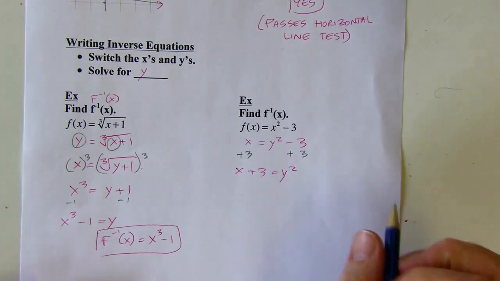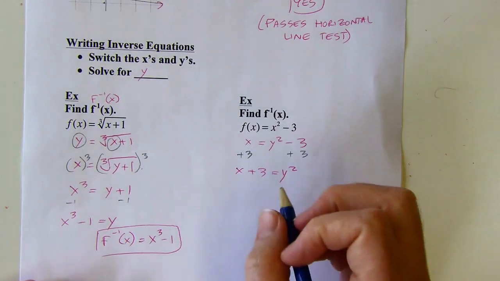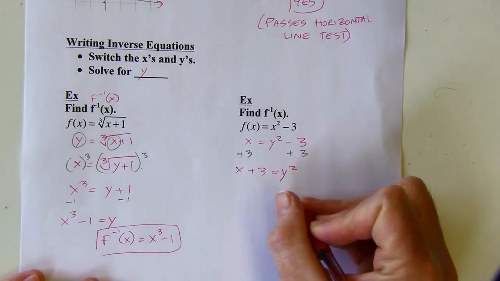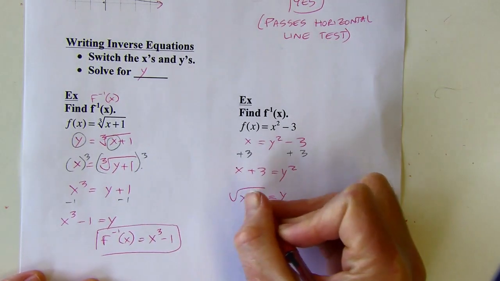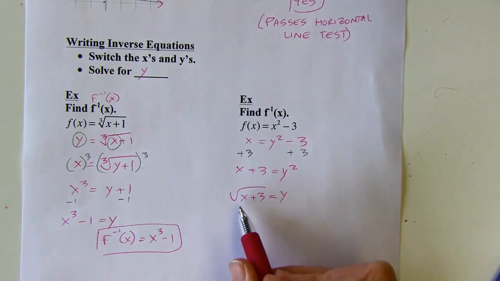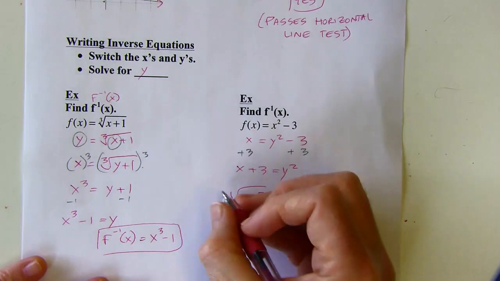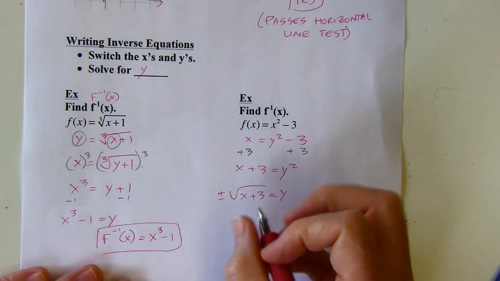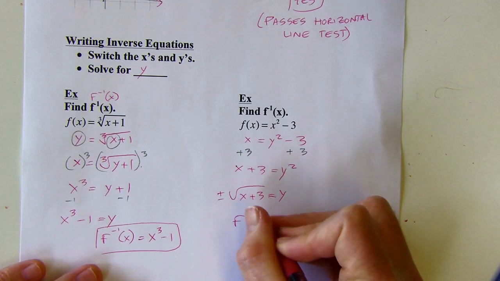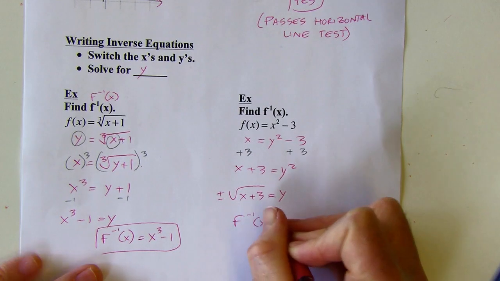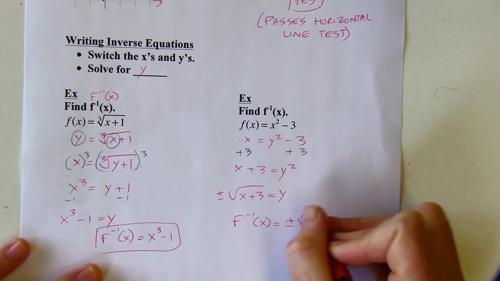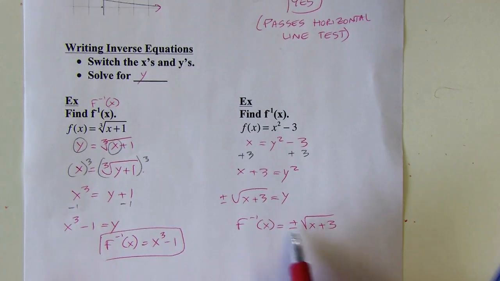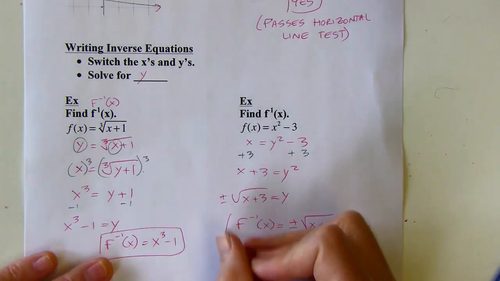Now I'm taking the square root of both sides of an equation here, so you want to be careful. It's not just this, because then you're only taking the positive root. When you take the square root of both sides of an equation, you've got the positive and the negative, okay? And then I'm going to put this back in function notation. Okay, so the most common wrong answer on a test would just be forgetting the plus or minus, so be careful there.